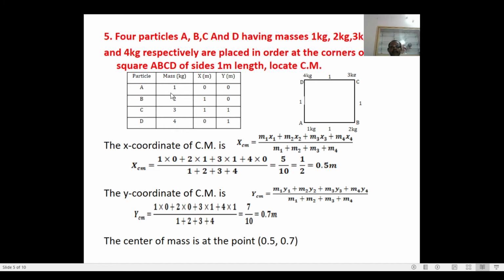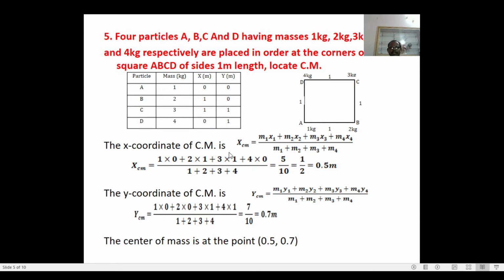Now x coordinate of particle A. Particle A is at this point. Now take origin at A. This is origin. The coordinates of origin is 0, 0. Now B. At B, coordinates are 1, 0. At C, coordinates are 1, 1. At D, this point, coordinates are 0, 1.